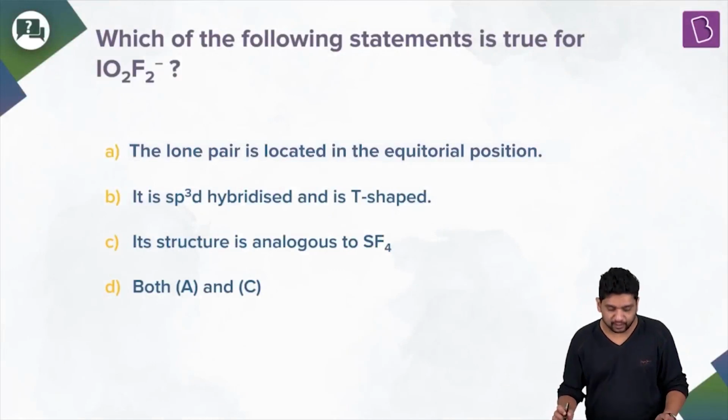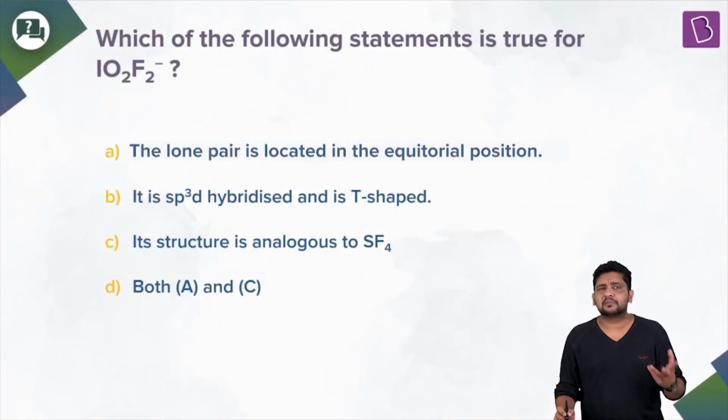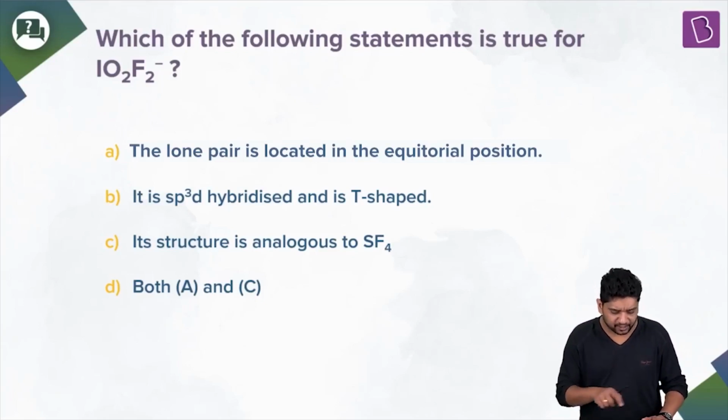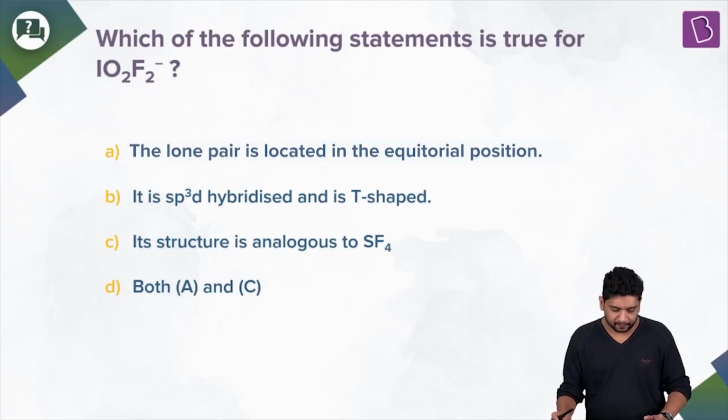Okay, this question says, which of the following statements is true for IO2F2 minus? As far as IO2F2 minus is concerned, it's not a common molecule that we come across, where we can directly start drawing or speaking about the structure. Let's read the options anyway. It says the lone pairs are located in equatorial planes. It is sp3 hybridized and has T shape. Its structure is analogous to SF4. Both A and C. There are multiple options given here, and let's try to analyze.